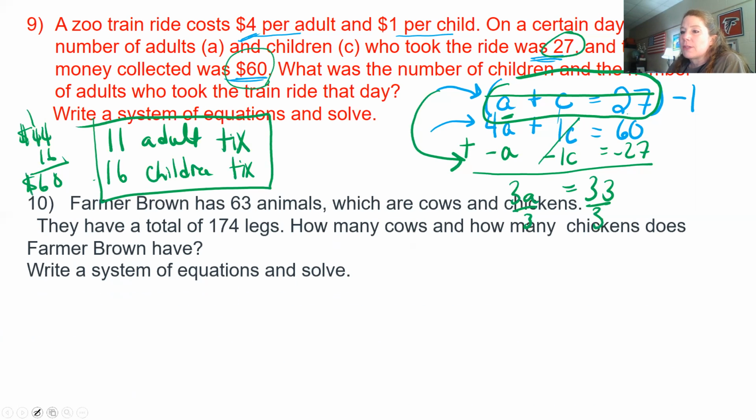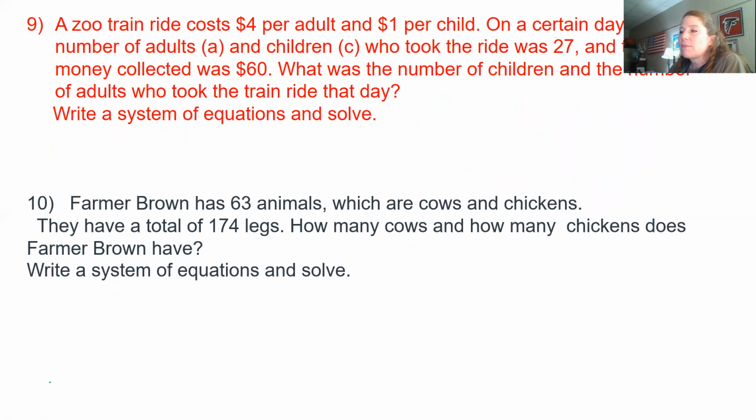All right, Farmer Brown. So Farmer Brown had 63 cows and chickens. Those 63 animals had a total of 174 legs. How many cows and how many chickens does Farmer Brown have? So you need 2 equations. One deals with the number of animals and the other deals with the number of legs. So we're going to let our X be cows and our Y be chickens. I just chose those. You don't even have to use those variables, but don't use C and C to represent 2 different animals.